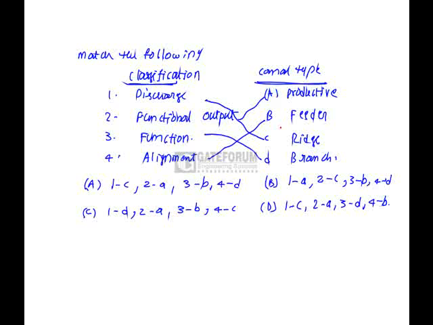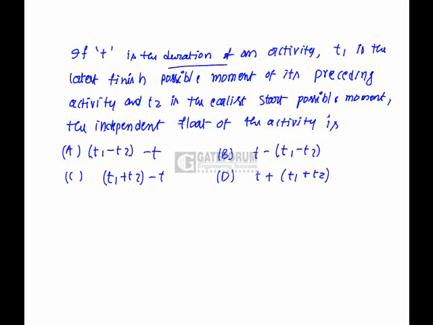2A, 1C, 1C, 2A, 3D and 4B. So option D is correct. T is the duration of an activity. T1 is the latest finish possible moment of its preceding activity and T2 is the earliest start possible moment.